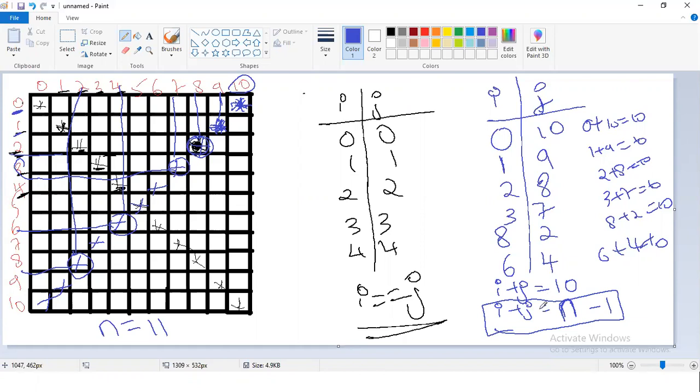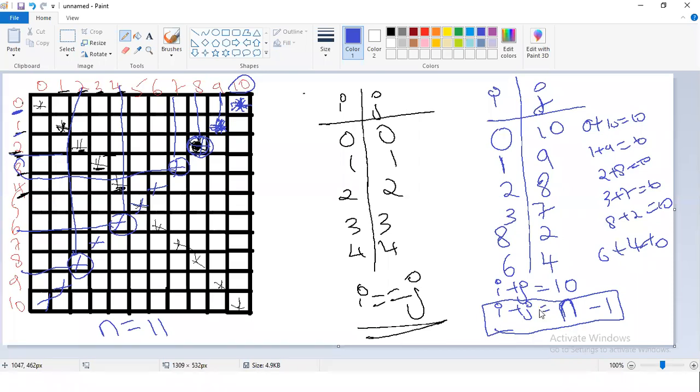Don't write 10 because 10 is fixed, right? But your code should change according to the input. As your n value changes, you have to change your line also. That is why you write n minus 1. So we got a new equation, that is I plus J equal to n minus 1. I hope you have understood this topic here.